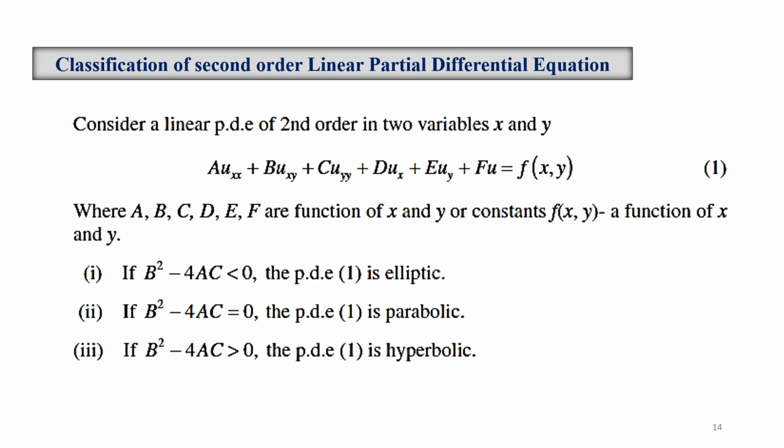Classification of second order linear partial differential equations. A uxx plus b uxy plus c uyy plus d ux plus e uy plus f of u is equal to f of x comma y. You know that there is a condition for elliptic, parabolic and hyperbolic, b square minus 4ac. You will be given a question. In that question, find the values of a, b, c, d, e, f. If b square minus 4ac is less than 0, it is elliptic, equal to 0, parabolic, greater than 0, hyperbolic. That's it.